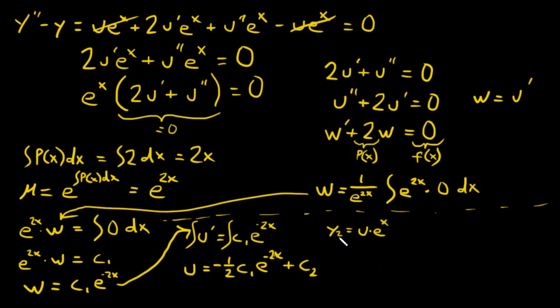So y2 is equal to u times e to the x. So y2 is going to equal this u, negative 1 half, I'm not going to have room, c1 e to the negative 2x plus c2 times e to the x. So that's my u right here, times e to the x. All right? I want it to clear.